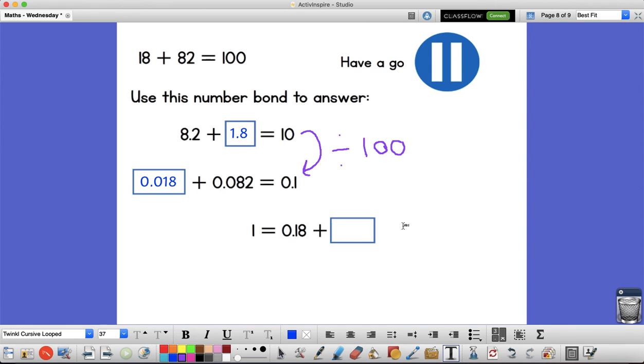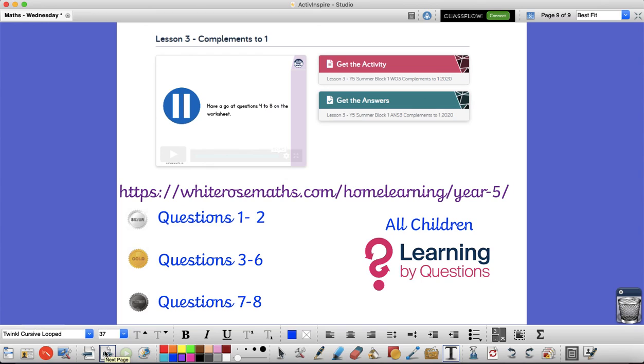So then, how can we now use that to help us find one whole? Well, we've got 0.18. I'm going to add to that 0.82 because 18 hundredths add 82 hundredths equals 1 whole. Okay, so today you're going to carry on the complements to 1.